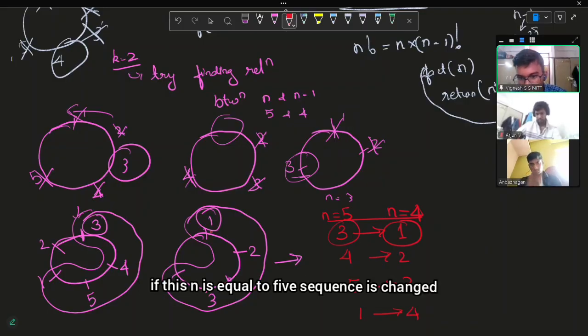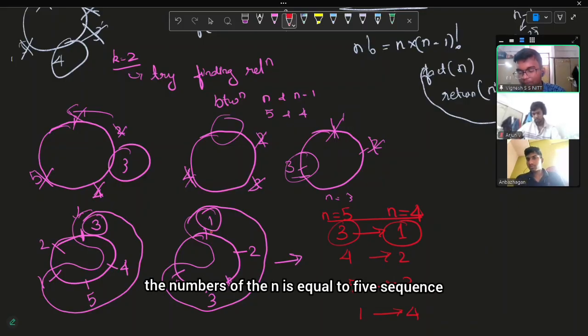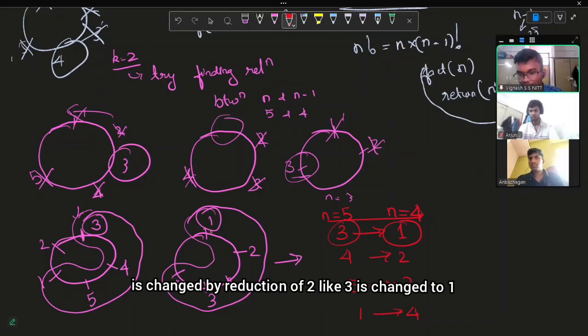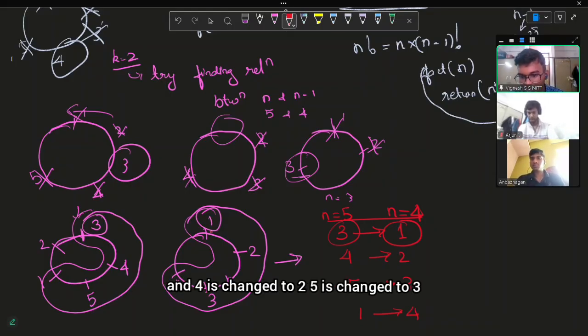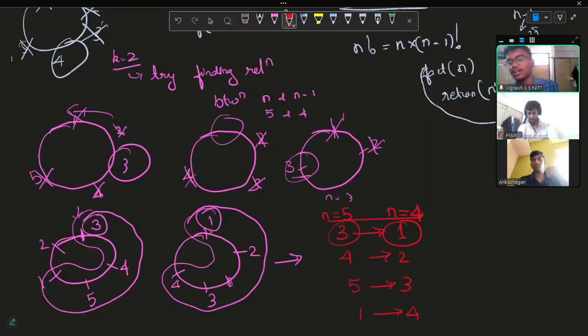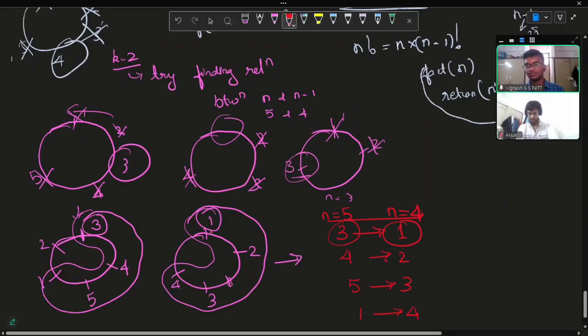If this n is equal to 5 sequence is changed, the numbers of the n is equal to 5 sequence is changed by reduction of 2. Like 3 is changed to 1, and 4 is changed to 2, 5 is changed to 3, and 1 is changed to 2. This alone we will look at later. If the numbers are changed in this way, we will get the same pattern as n is equal to 5 and the solution can be repeated.